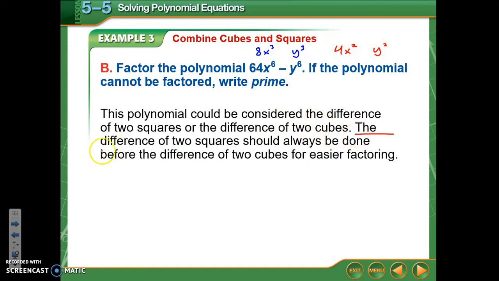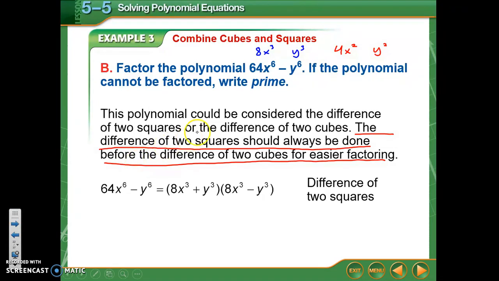Notice what it says here. When you have that problem or you have that option, the difference of two squares should always be done before the difference of two cubes to make your life a little bit easier. So we're going to treat this as the difference of two squares, which means we're not using these, we're using these. So the difference of two squares is just a plus b times a minus b.